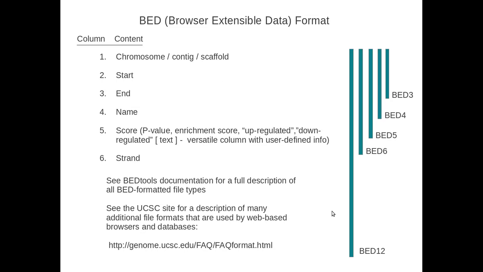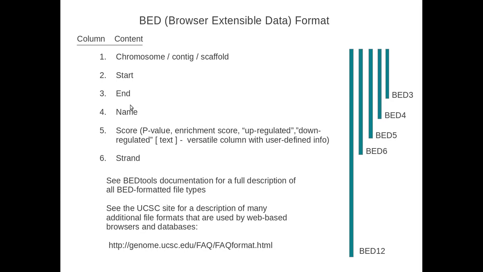So bed is also extended to multiple different columns. It doesn't just involve the start and end positions of a coordinate, or an interval rather. The first column of bed formatted tables always contains a chromosome, contig or scaffold name. The first position is that 0-based coordinate. The end is that 1-based coordinate.